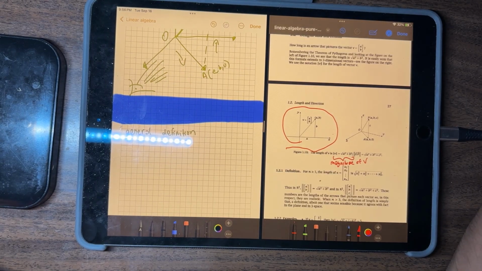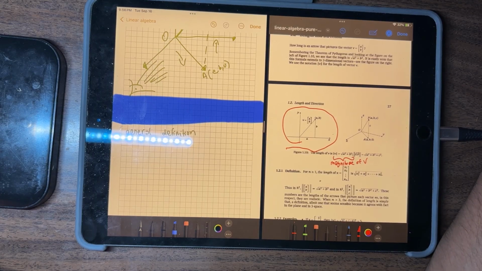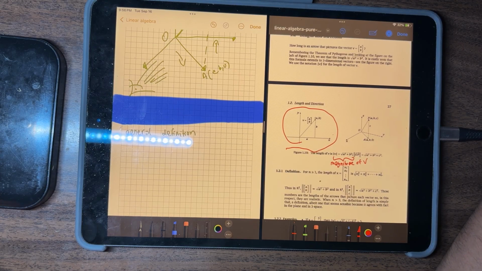For n greater than or equal to 1, the length of x with some components x1, x2, x3, x4, and so on, is the root of x1 square plus x2 square plus x3 square and so on, plus xn square. So in R2, it would be a square plus b square. R3 would be a square plus b square plus c square.